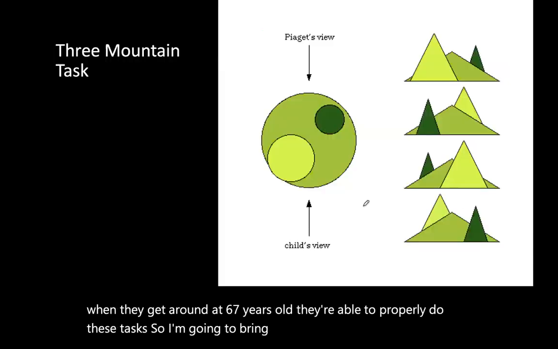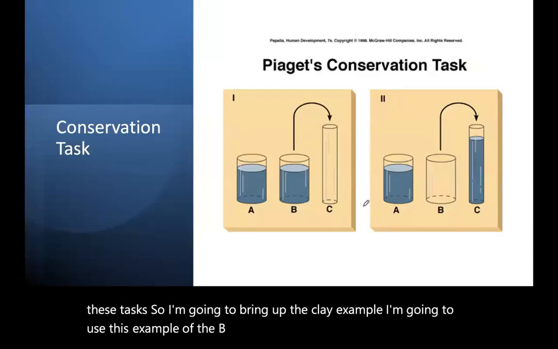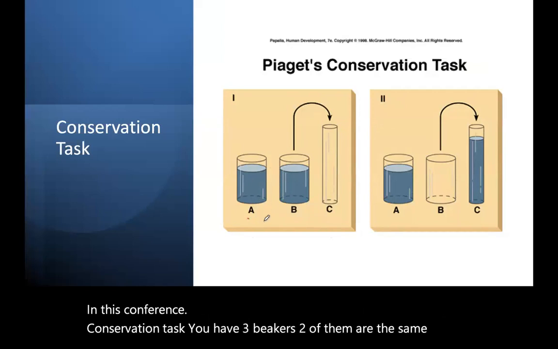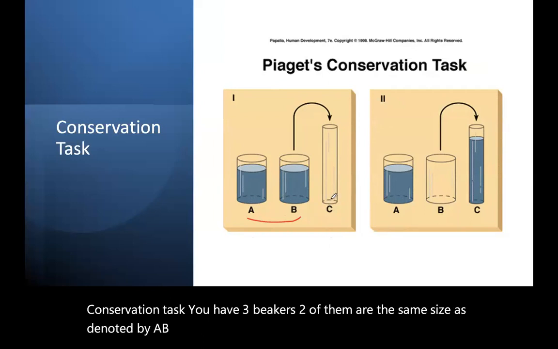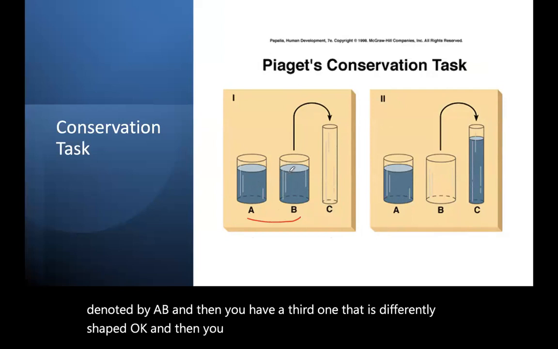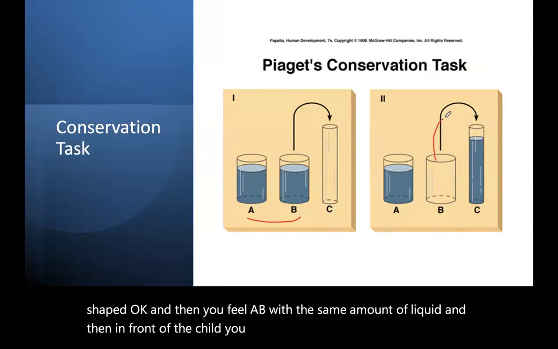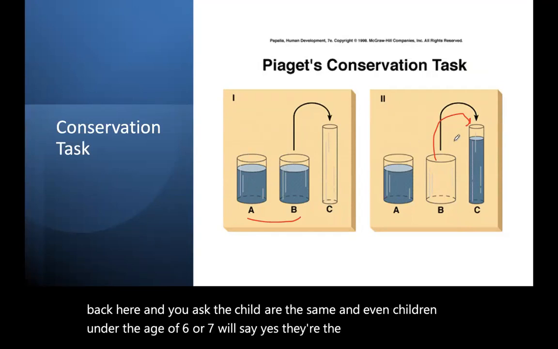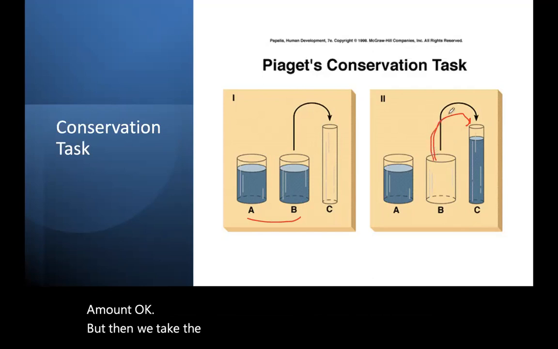So I'm going to bring up the clay example. I'm going to use this example of the beakers. Okay. In this conservation task, you have three beakers. Two of them are the same size as denoted by A and B. And then you have a third one that is differently shaped. Okay. And then you fill A and B with the same amount of liquid. And you ask the child, are these the same? And even children under the age of 6 or 7 will say, yes, they're the same amount. Okay. But then we take the liquid out of this cup and put it into this differently shaped beaker.